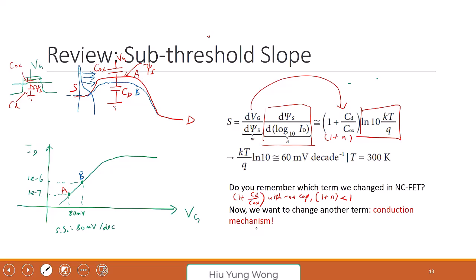Is that okay? I hope that you are okay with this slide. If not, go back to review one more time, right? I understand why we can change the subthreshold slope in the negative capacitance. And now what we're doing is to change the conduction mechanism.